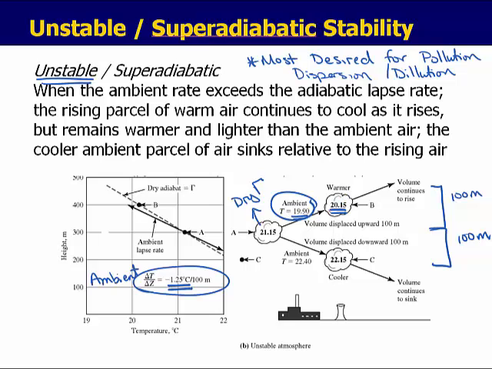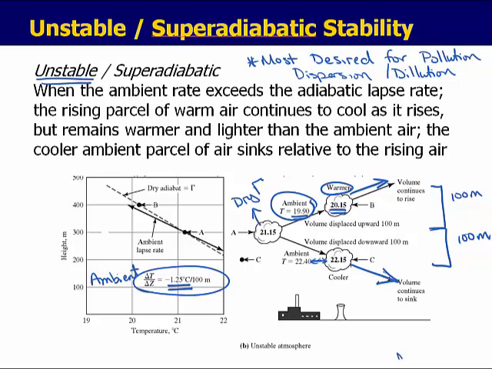The dry parcel of air is warmer than the surrounding or adjacent atmosphere, and so it will rise relative to the adjacent atmosphere. Likewise, if the parcel of air sinks initially, it will be cooler than the adjacent atmosphere. So we're comparing these, and cool air sinks.